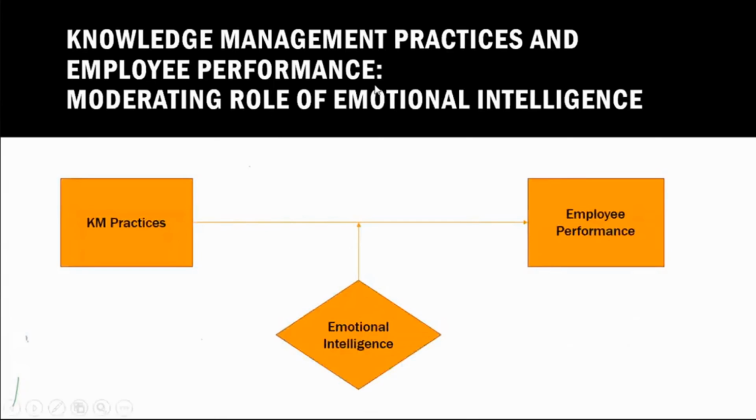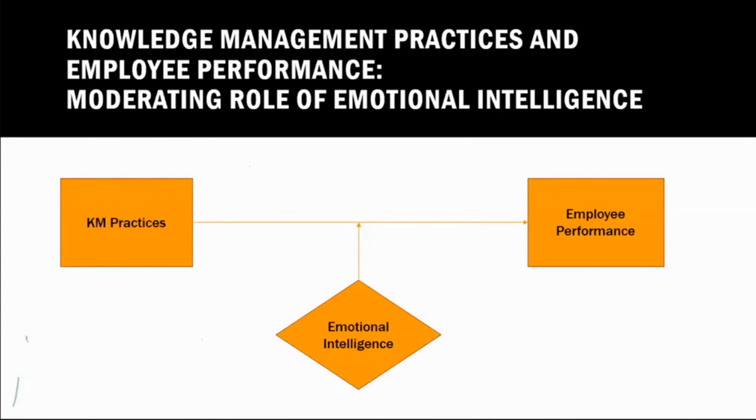I had conducted a research on the knowledge management practices and employee performance, moderating role of emotional intelligence. So you can see there is one independent variable. This is knowledge management practices. And these knowledge management practices lead to employee performance. So employee performance is the dependent variable. And then there is another variable which is called emotional intelligence, which is the moderating variable. So this is an example of a theoretical framework.